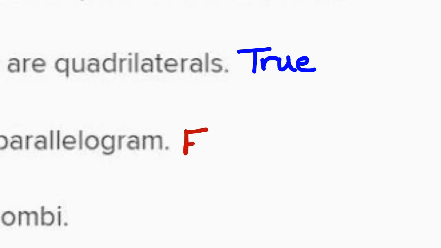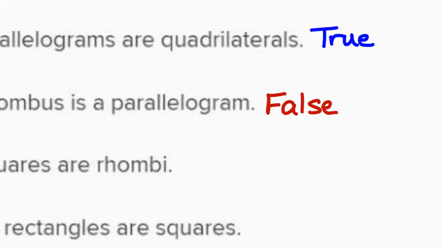Number 2, no rhombus is a parallelogram. False. If you go back and look at our definition for a rhombus, it starts off with a parallelogram that has 4 congruent sides. So all rhombi are parallelograms. What about number 3? All squares are rhombi.